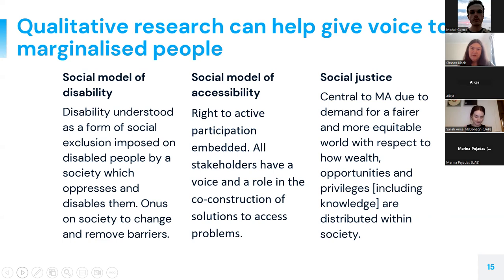And so this involves the right to active participation. The right to active participation is really embedded in the social model of accessibility, with all stakeholders having a voice and a role in the co-construction of solutions to access problems.